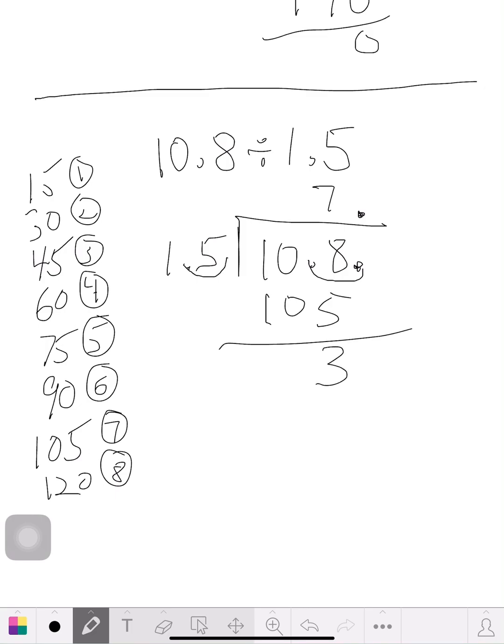That's all we got. Let's put an imaginary 0 there. Bring that on down. Put a 0 there. 15 goes into 30. Right there, it's 2. And that's all there was to it.